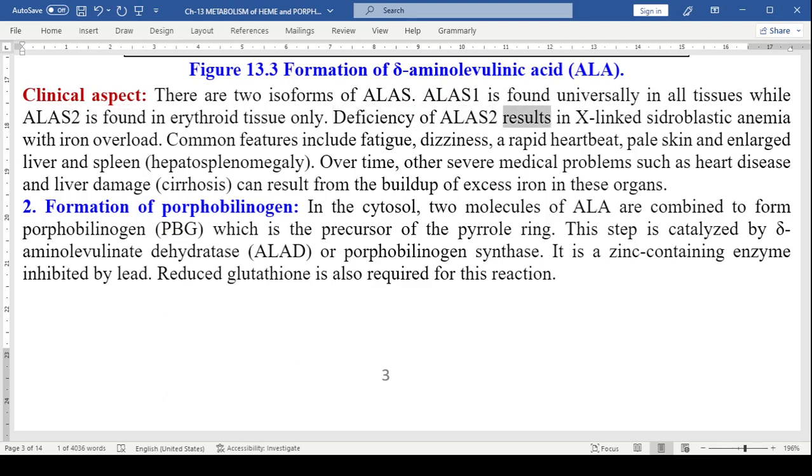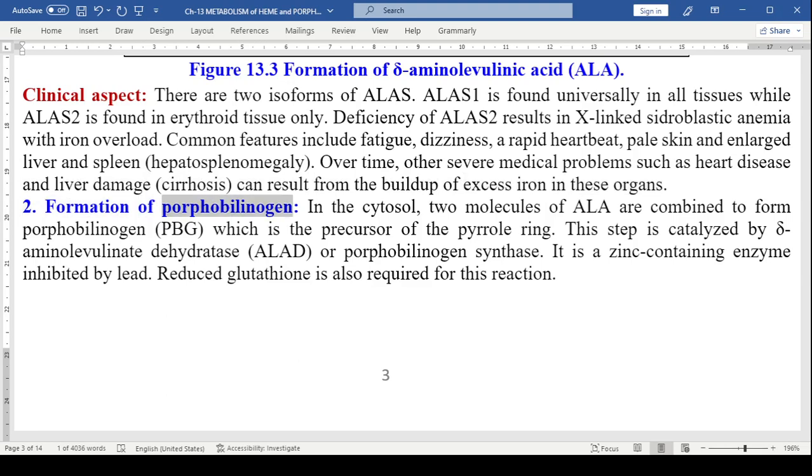Deficiency of ALAS2 results in X-linked sideroblastic anemia with iron overload. Common features include fatigue, dizziness, a rapid heartbeat, pale skin, and enlarged liver and spleen, hepatosplenomegaly. Over time, other severe medical problems such as heart disease and liver damage, cirrhosis, can result from the buildup of excess iron in these organs.